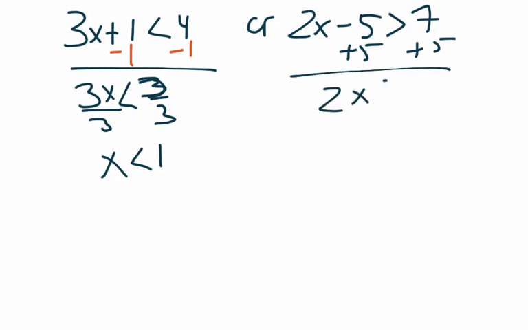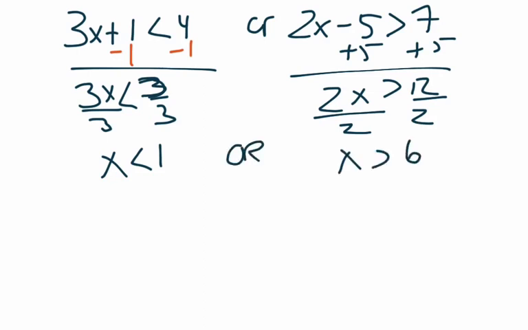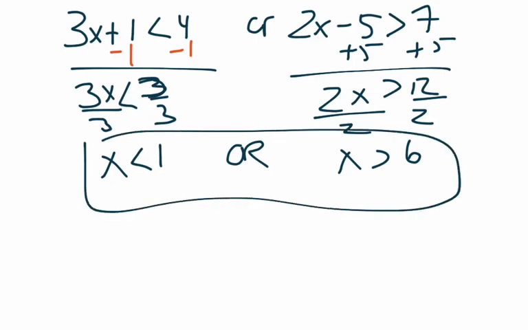So 2x is greater than 12, and dividing by 2, x is greater than 6. And this is an "or." X can't be both of those things, so it's either less than 1 or it's greater than 6. And that right there is your answer. There's nothing else to do there.